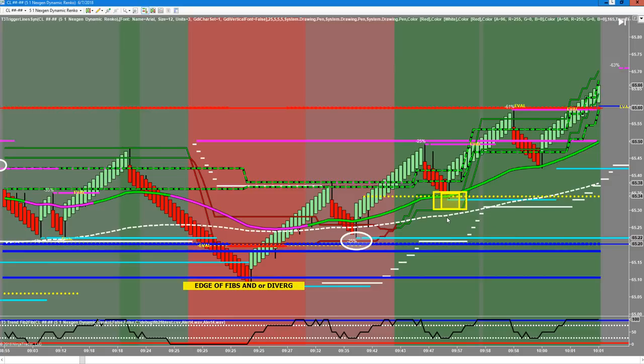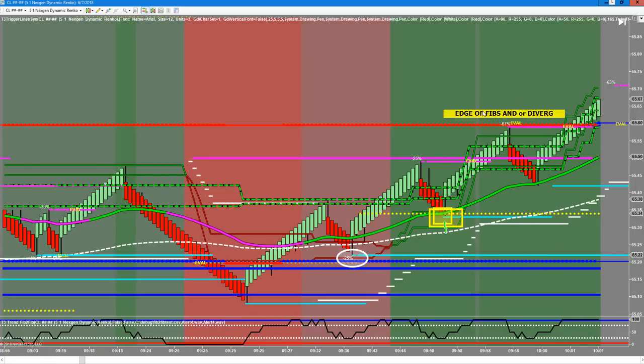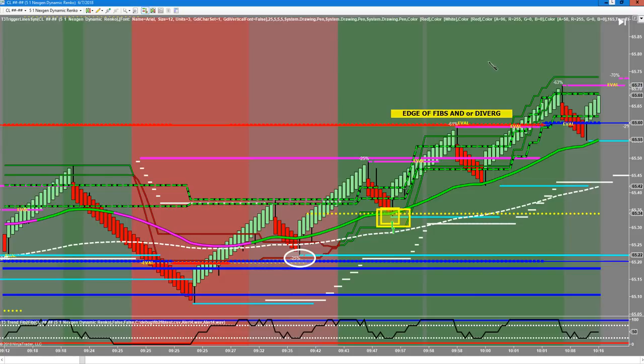Can we agree? We're not at the edge of fibs. All the triggers are up. The mid band and one-to-ones right there. And then you get to the edge of fibs and divergence again. And you wait for it to break and change colors. And what's going to happen after it changes colors, guys? We're going to take a shot in a long trade.